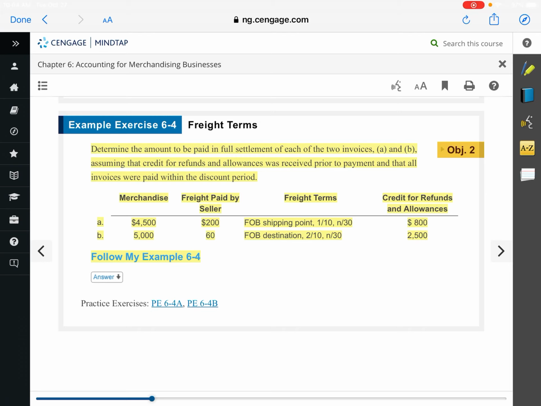Now, what are the freight terms in Part B? It's FOB destination. So the buyer of those goods did not have any ownership while it was being shipped. So they can't assume ownership of the freight charges. Even if they pay for them, they can't add it to the total of merchandise inventory that they record on their books. So in Part B, the only amount for merchandise inventory is the cost that they paid for the goods.